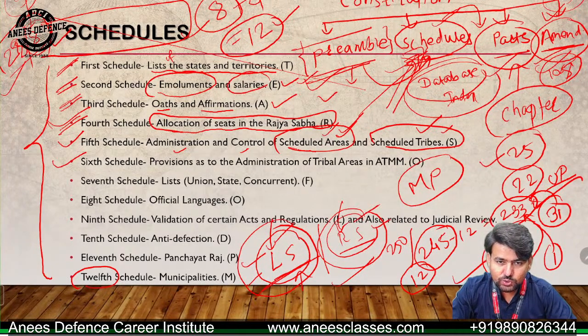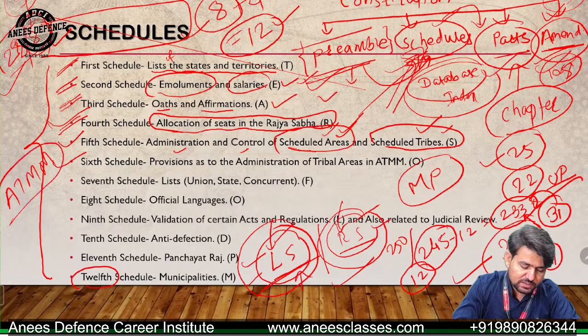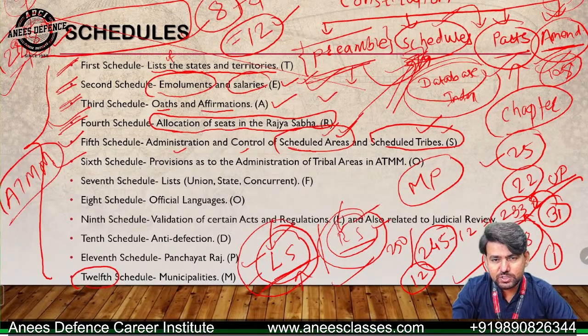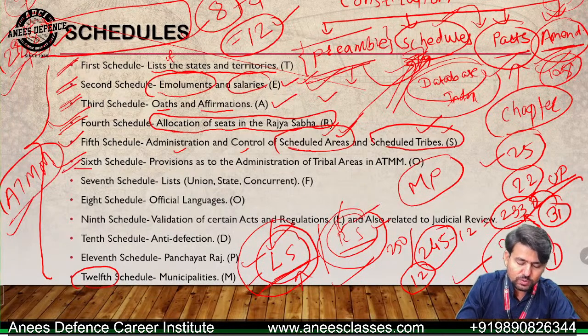But they are not recognized under the fifth schedule. They do not recognize any kind of scheduled area or scheduled tribes in four states, that is Assam, Tripura, Meghalaya, Mizoram. These are the four states where the scheduled areas and scheduled tribes are not recognized under the fifth schedule. Then you will ask me, then where are they recognized? They are recognized under the sixth schedule.